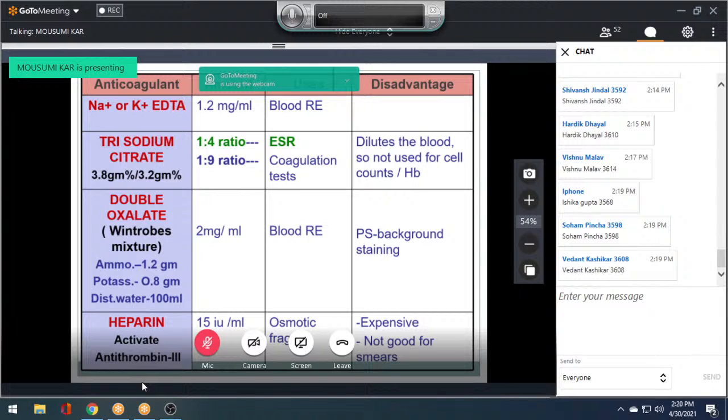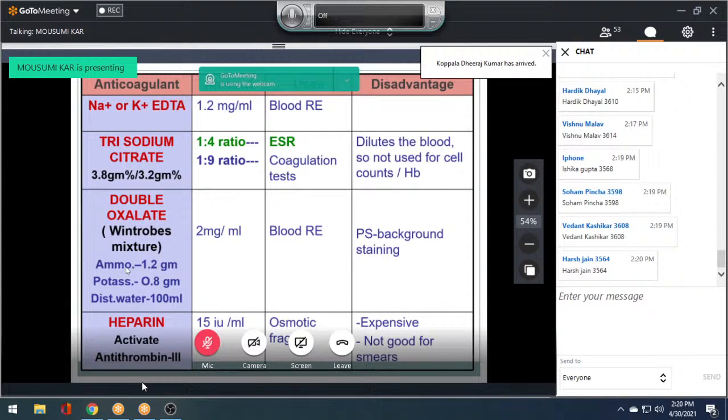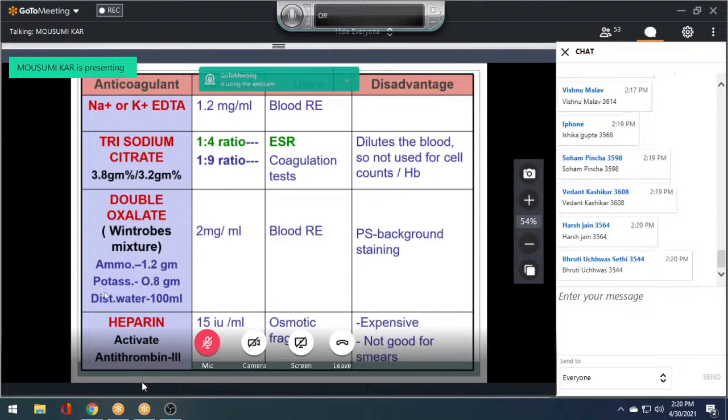Okay, and then we have double oxalate. Oxalates include ammonium oxalate as well as potassium oxalate. When you use a mixture of both of these, that is ammonium oxalate 1.2 gram and potassium oxalate 0.8 gram in 100 ml of distilled water, it becomes a ratio of 3:2. So this ratio of 3:2 is called double oxalate, also called Wintrobe's mixture.